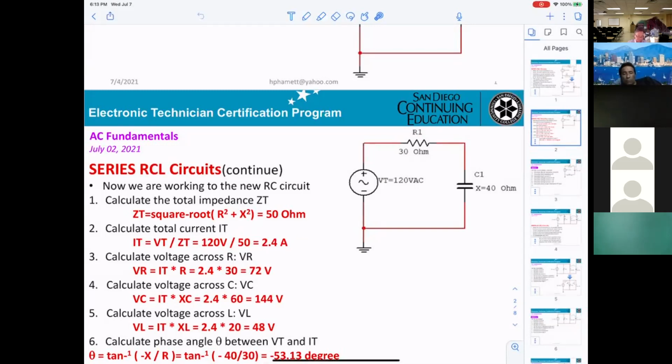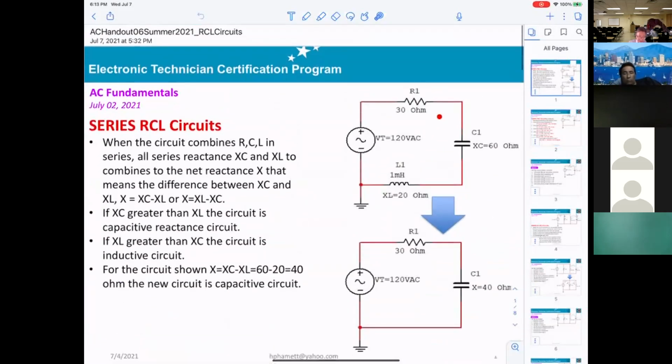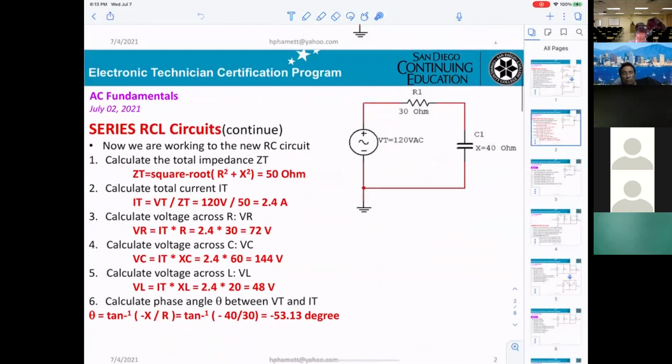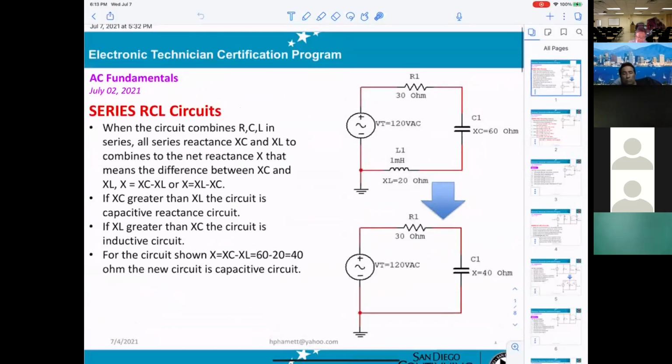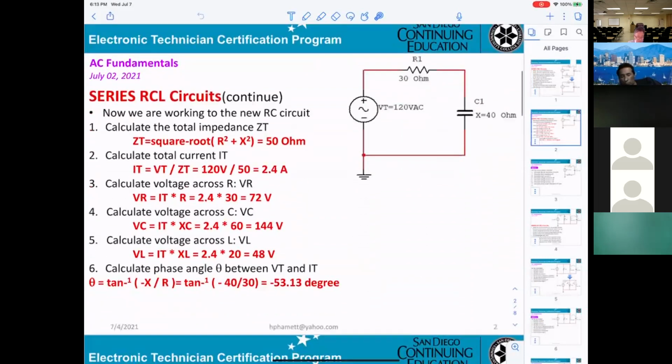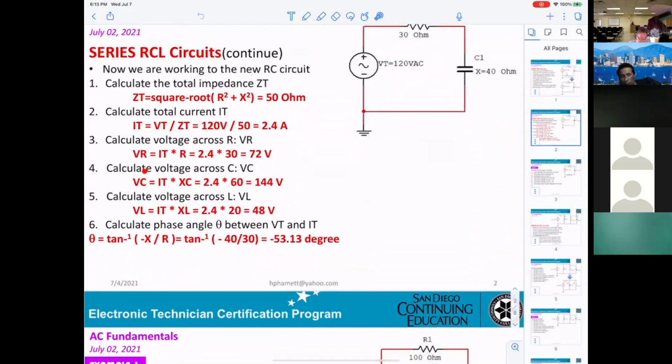Okay? And if you want to calculate the voltage across R, then you have to go back here. You already get the current. The current we calculated is 2.4. Current here is 2.4. Now you want the voltage here, 2.4 times 30. Voltage here 2.4 times 60. And 2.4 times 20. That's what we do in the calculation here. VR is IT times R, 2.4 times 30.